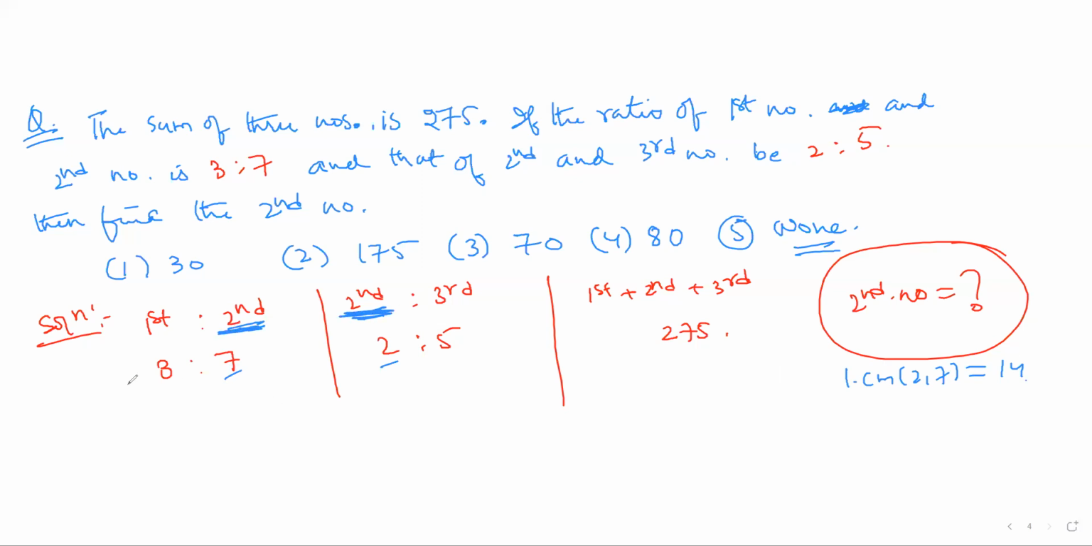So what we have to do: here I am going to multiply by 2, so the first number is going to be 6. And then how about here? The second number is 14, so we have to multiply here by 7. Now 7 times 5, the number is 35.